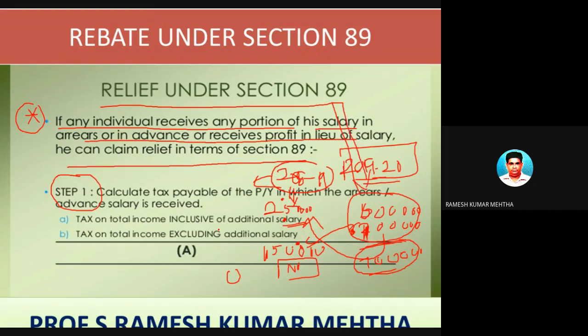So there are some steps to be followed to claim that relief under section 89 for arrears received of the previous years, arrears of salary received in previous years, or advance salary received in the current or the next year, or any receipts in the form of profit in lieu of salaries. He can claim relief under section 89.